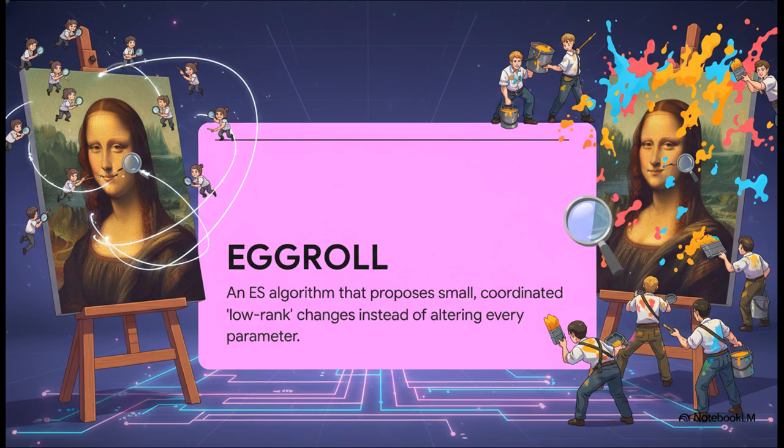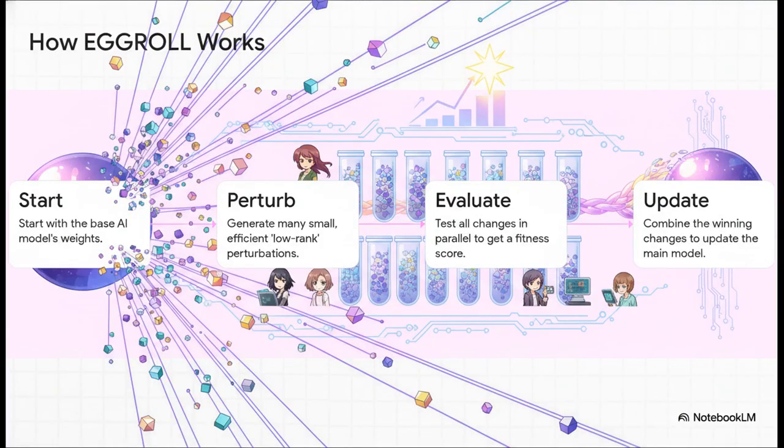Traditional ES was like giving a million painters a single pixel each to repaint on the Mona Lisa. It's chaotic. EGGROLL is like getting all of them to coordinate on making tiny, specific adjustments just to her smile. It's a vastly more efficient way to find improvements. And the process is just so clever and simple.